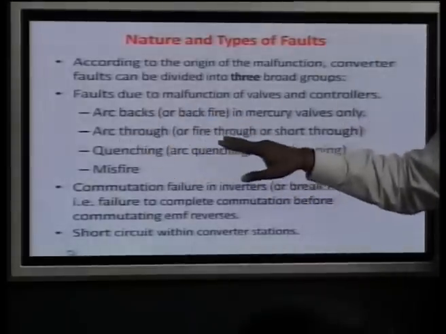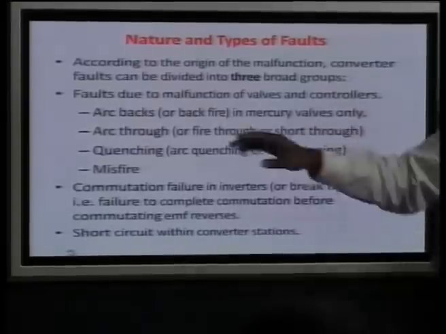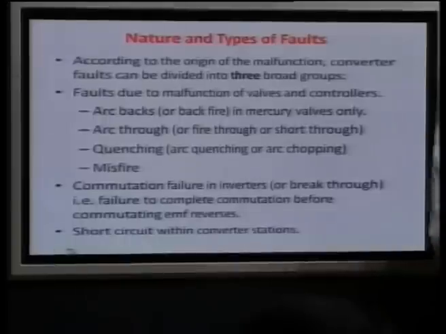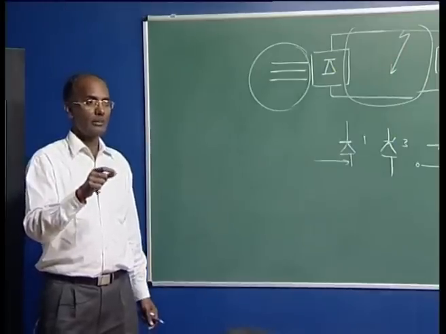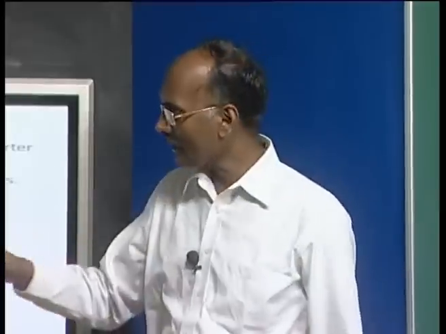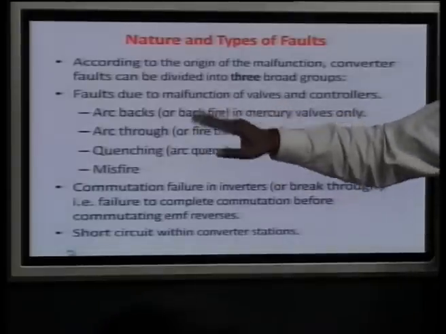Then arc through, that is a fire through or shoot through, occurs when the voltage across the valve is positive. When the voltage across the valve is positive, due to the rate of change of the surges of voltage across it, or due to change of current passing through the valves, there is a possibility, because dV by dt may be the concern, or di by dt may be the concern. In that case, the arc through happens. I will go into detail on each one.